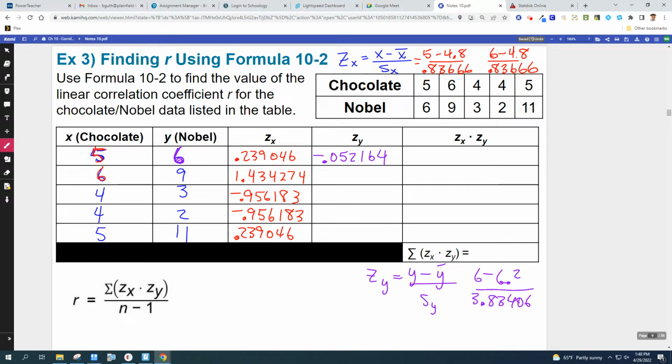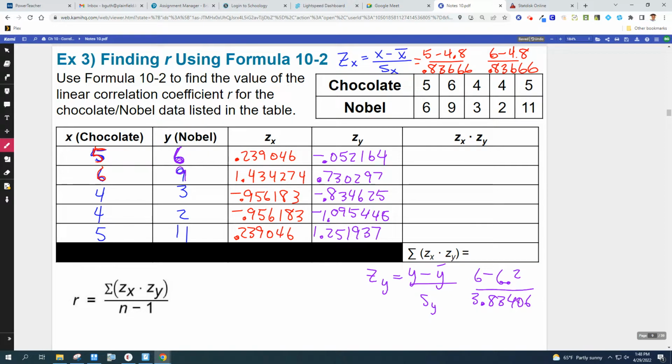So you do that same calculation for all of the y numbers. The next one is 9. You plug it in, you're going to get 0.730297. Next one, negative 0.834625. The next one, negative 1.095445. And the next one, 1.251937. So I found all those zx's and I found all those zy's.